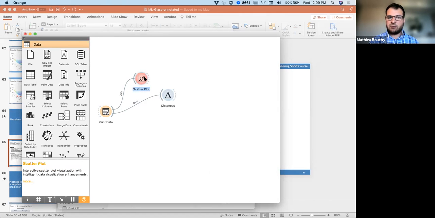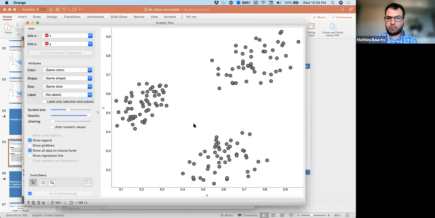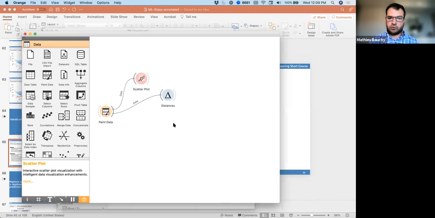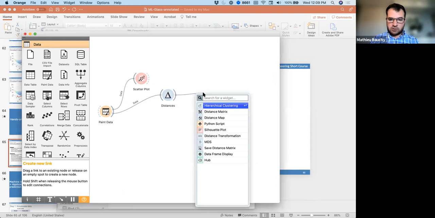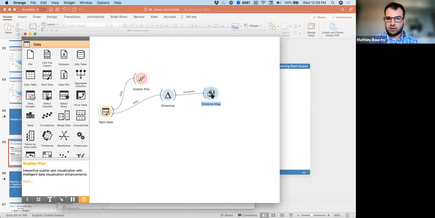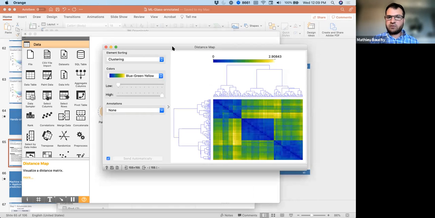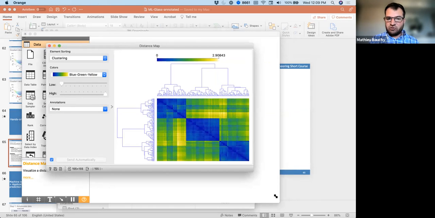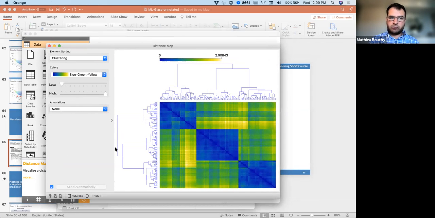So it's going to take each pair of data points and calculate the Euclidean distance between them. So let's see what it looks like. I'm going to show you something called the distance map. The distance map is something that you can use to visualize this distance. So let me show you what it looks like.